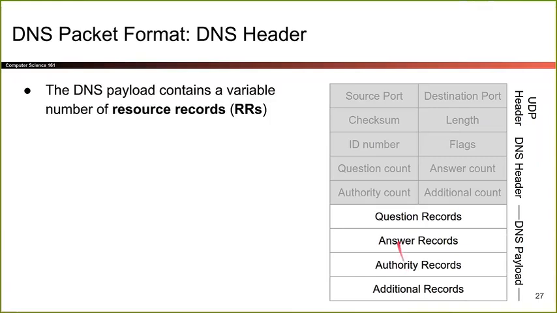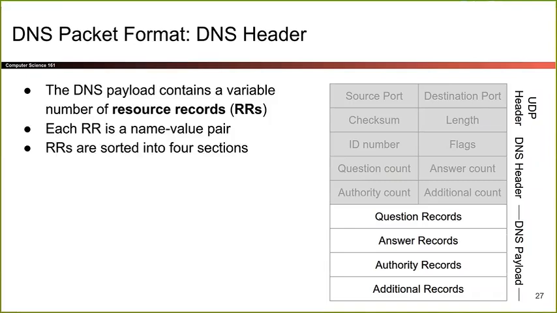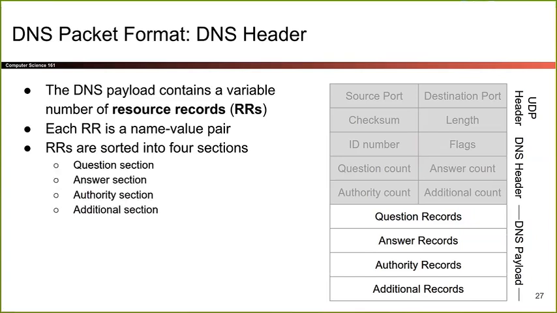And there can be a lot of different records here. There can just be one record, there can be no records, there can be multiple records. And the way they're going to organize this is every record is a name value pair. So it has a name and it has a value, kind of like a dictionary. And the records are sorted into 4 different sections, as you see here. There's a question section, an answer section, authority, and additional. And again, we'll talk a lot more about them. But just know that when you're sending and receiving DNS requests and responses, everything is organized into records.